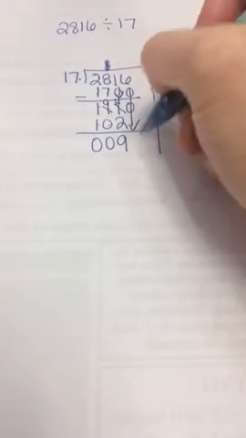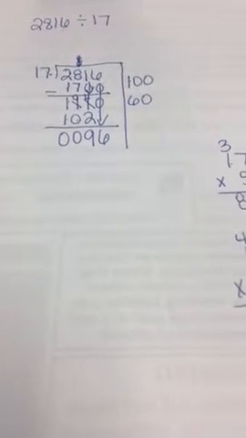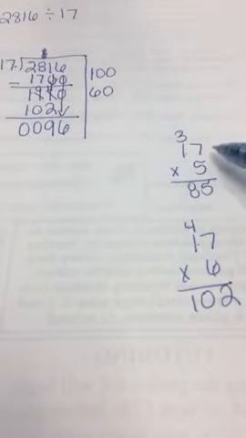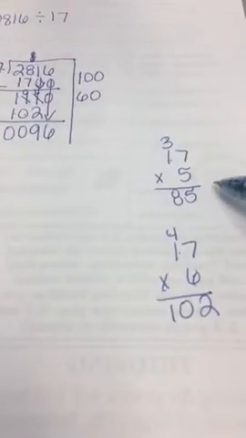Now I'm going to subtract. I'm going to borrow. This makes it a 9. 0 take away 0 is 0. 1 take away 1 is 0. Now I've got to bring down my 6. Okay. How many times can 17 go into 96 without going over or evenly? So let's look at what we know. I think I found it.